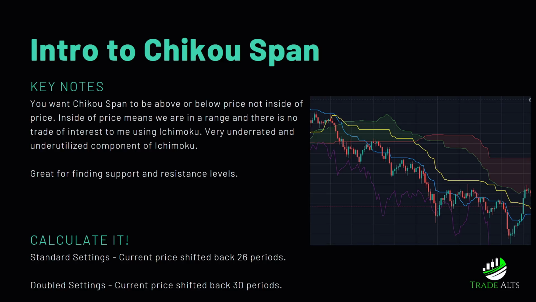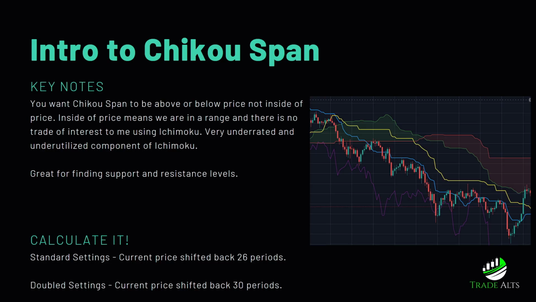So how do you calculate the Chikou span? For standard settings, it's the current price. And the Chikou span, by the way, is calculated based on closing prices. So for the standard settings, it's the current price shifted back 26 periods. This is a lagging indicator. You're literally taking price today and shifting it back 26 periods in history.